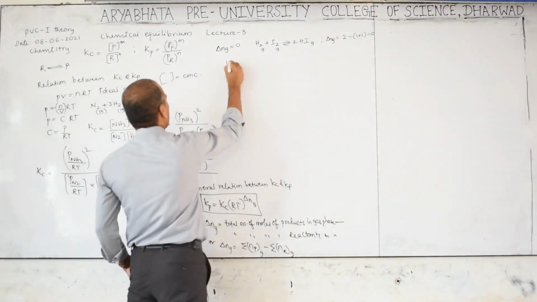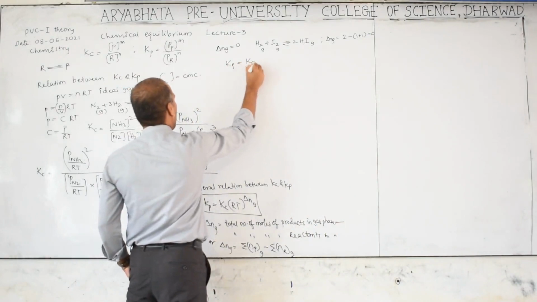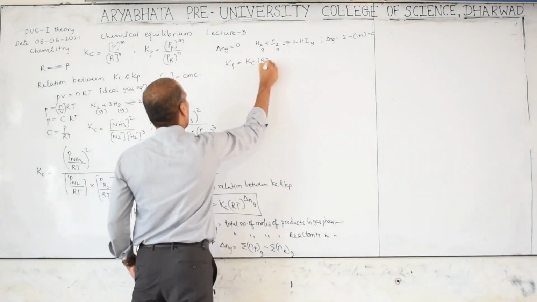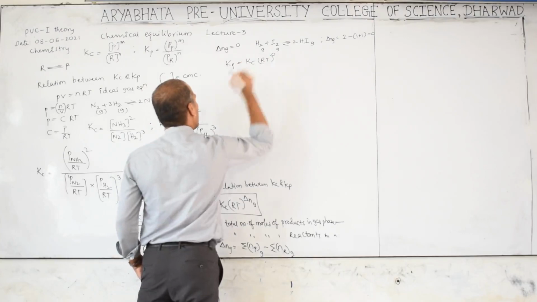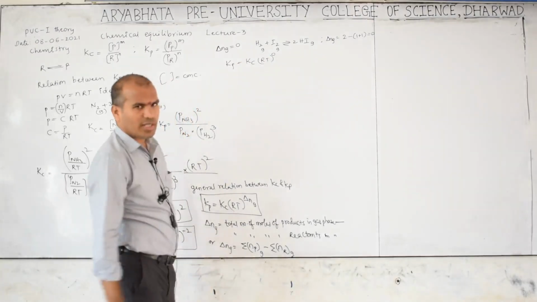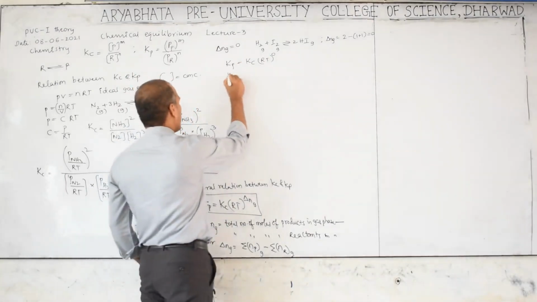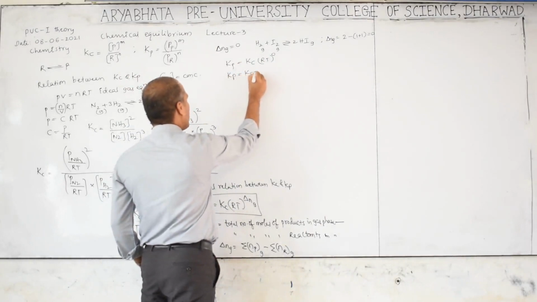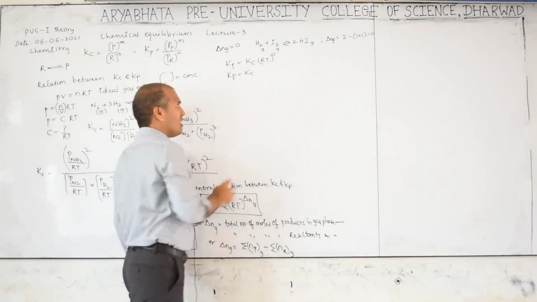Now in this case Kp is equal to Kc (RT) whole power 0. Any power 0 is 1. Therefore Kp is equal to Kc into 1, that is Kc.